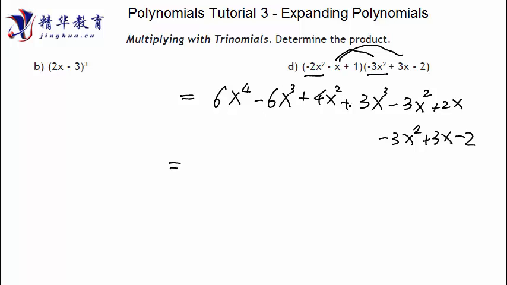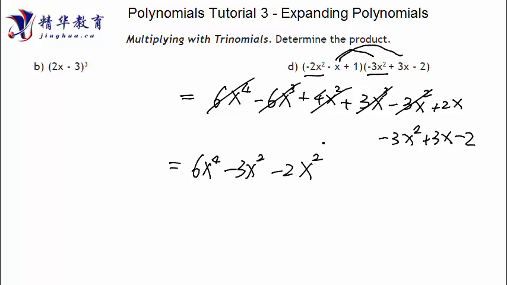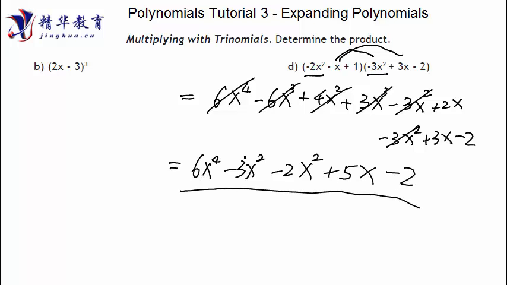Now let's collect the like terms here. 6x to the fourth will be here, so that one is gone. Then looking for x cubed terms, this is minus 3x cubed, because negative 6, positive 3, right? And then this is 4, this is negative 3, so the total is positive 1, right? And then here is minus 3. So it's minus 2x squared, and then 2x plus 3x is 5x, and then minus 2. And that will be done. So 4, 3, 2, 1, 0, so that is the correct order.